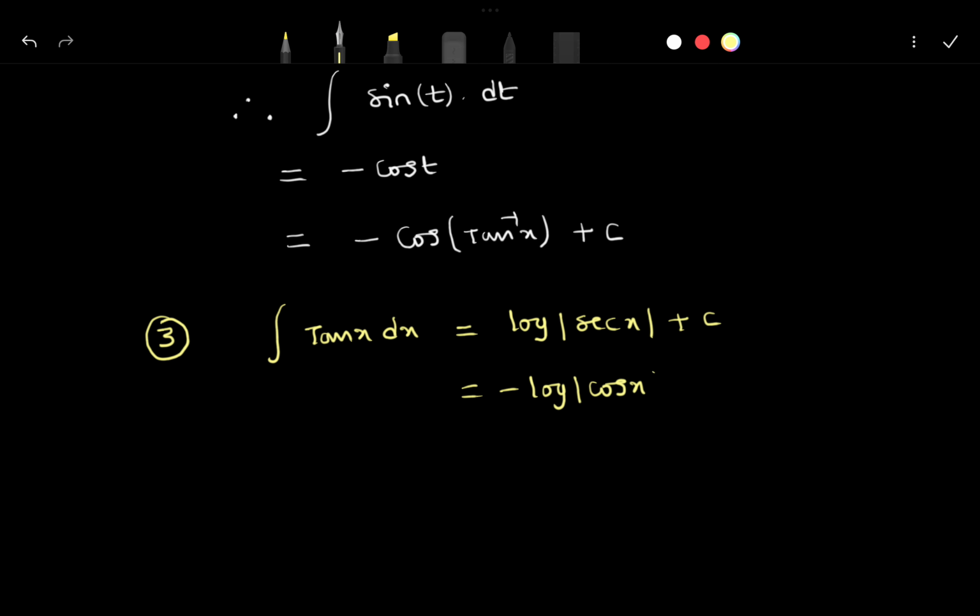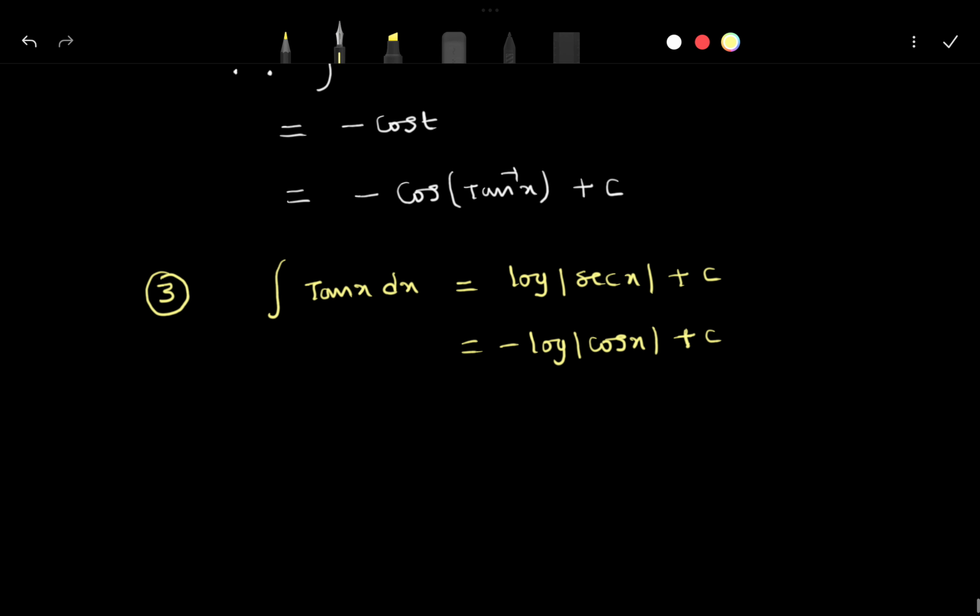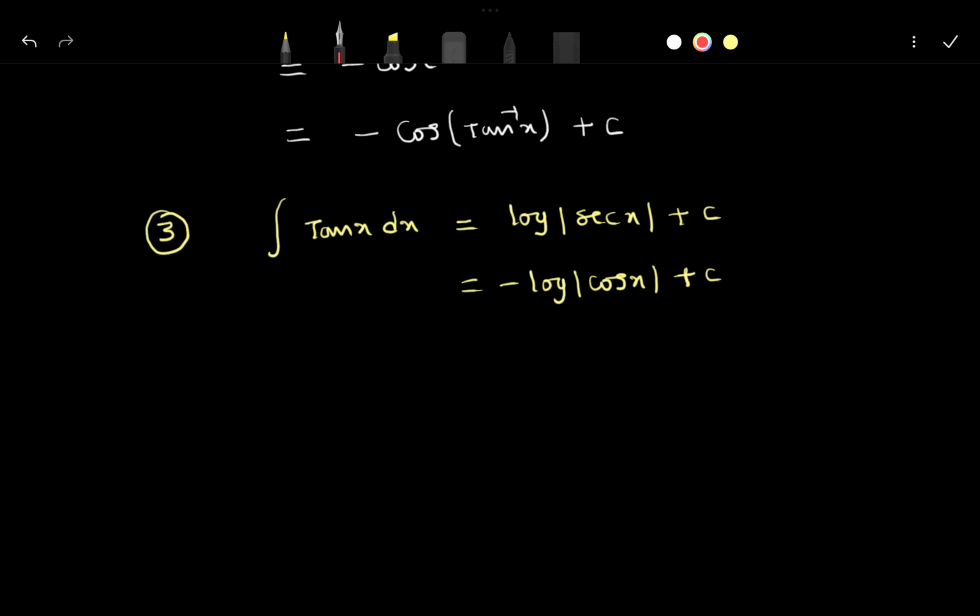Now this result we can use in many problems as one of the standard formulas. So how will you prove this value? Look at this one. We will derive this proof. First of all, the integration of tan x dx. You know tan in terms of sin and cos will be the integration of sin x divided by cos x dx.